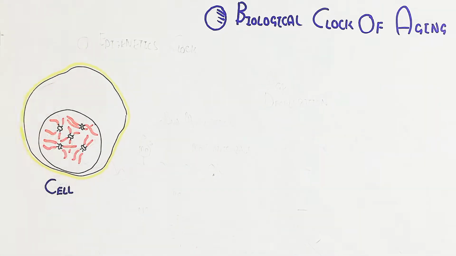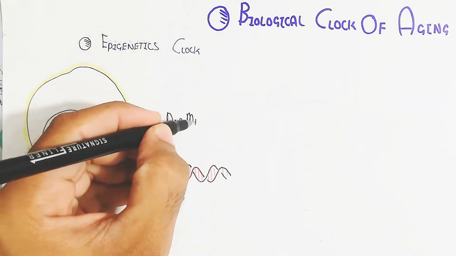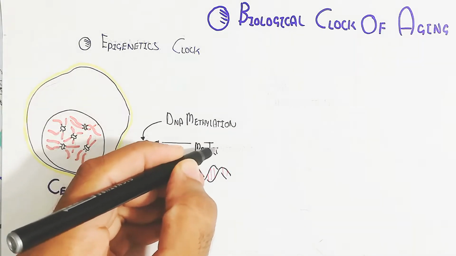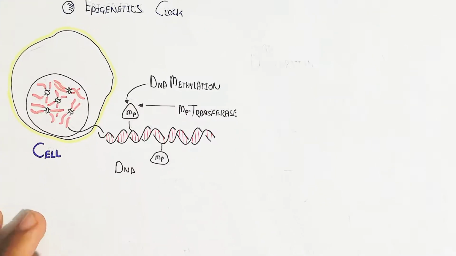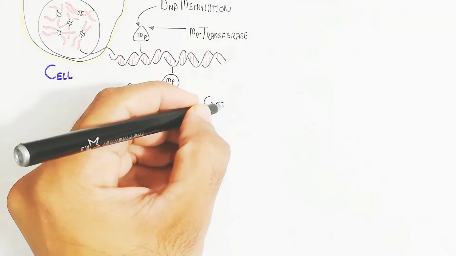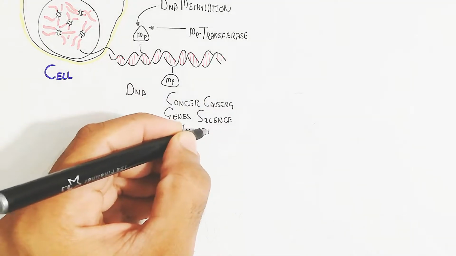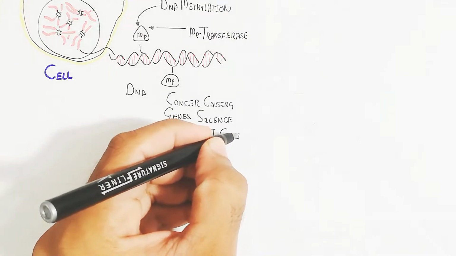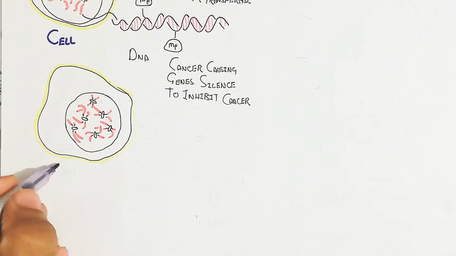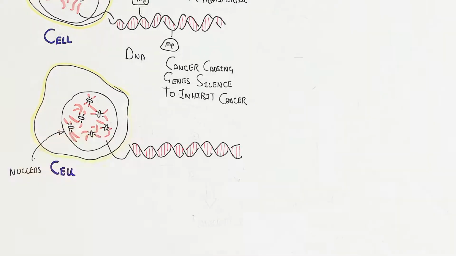First of all, we will understand epigenetics. The epigenetic clock means that DNA which is silenced can be activated again. DNA methylation occurs when a methyltransferase enzyme binds a methyl group, and in this way a cancer-causing gene is silenced, inhibiting cancer, if the required methylation occurs. For example, the oncogene promoter region is not methylated, but the oncogene is silenced when methylated.